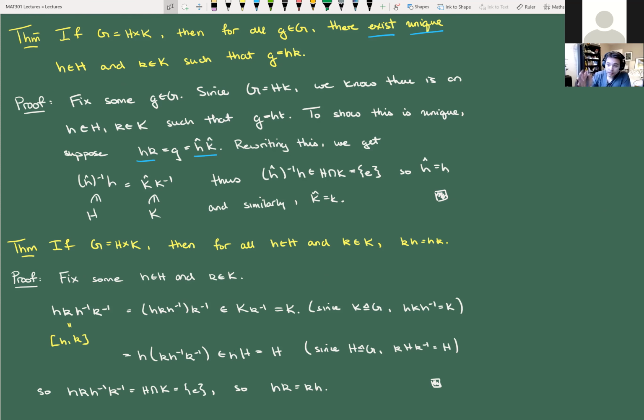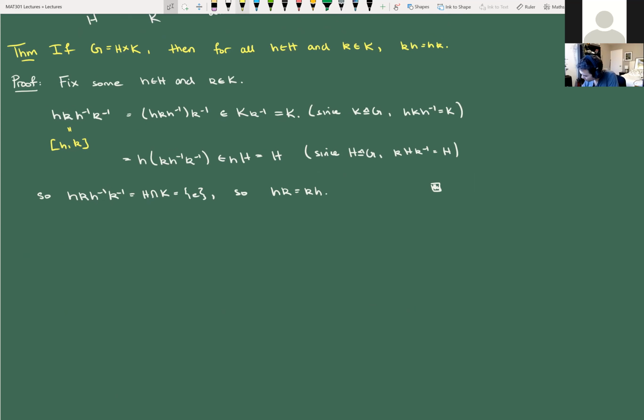Okay, so we basically have all the tools that we need now to prove that the internal and external direct products are isomorphic. And in fact, the isomorphism in some sense is the obvious thing that you would want it to be. So, theorem: if H and K are groups, the internal direct product is isomorphic to the external direct product.